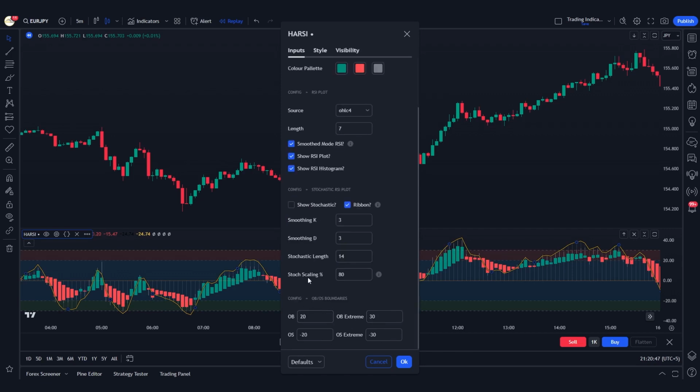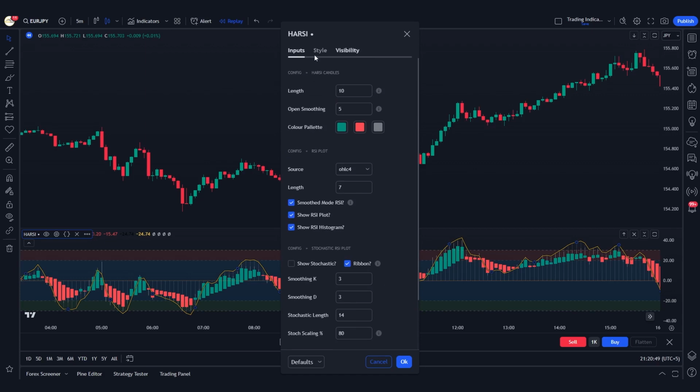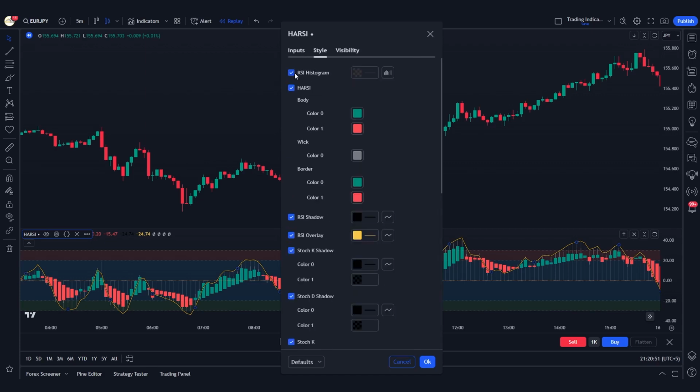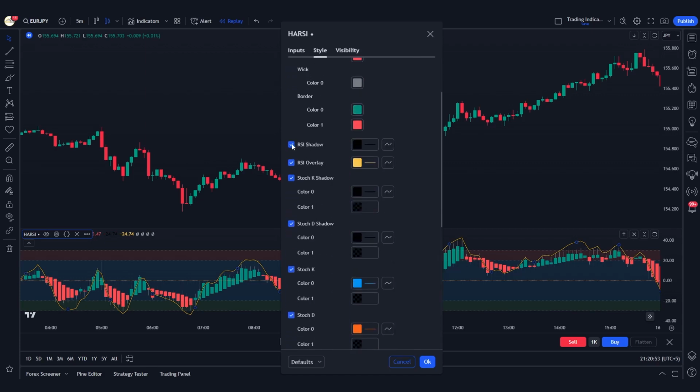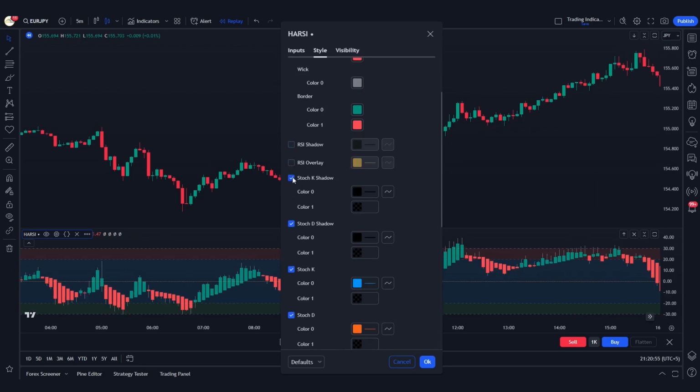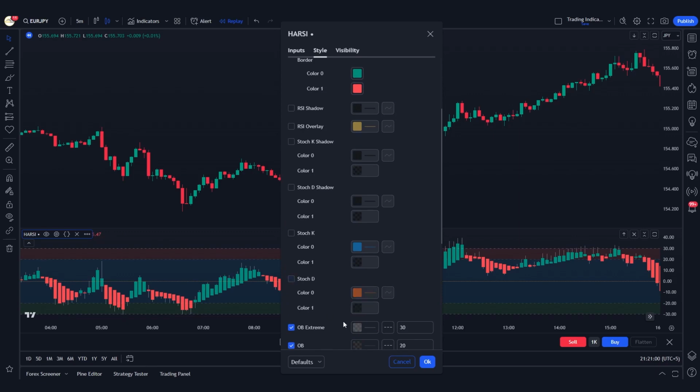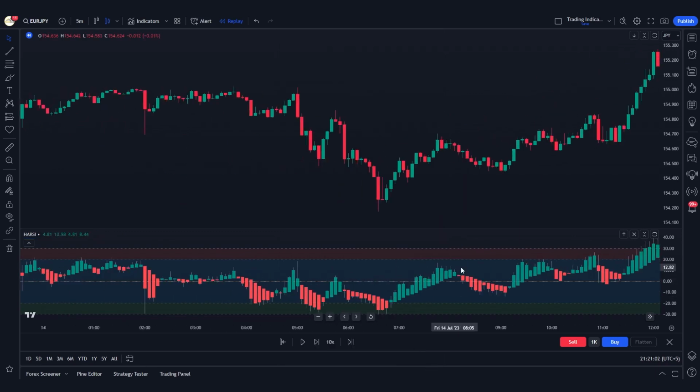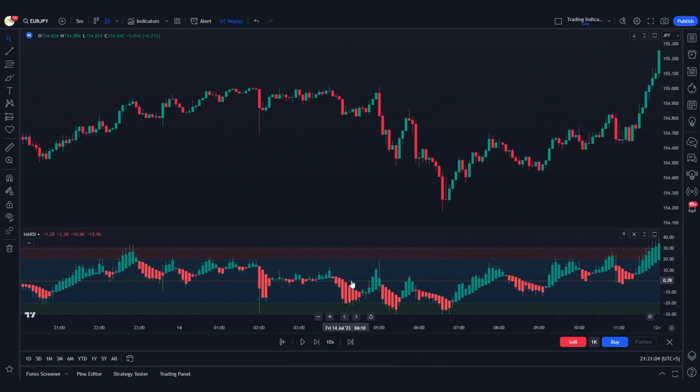But for our case, we're going to keep these settings the same, and we're going to go to the styles tab, and here we're going to uncheck the RSI and everything related to RSI shadow, RSI overlay, and stochastic indicator, and we're going to remove everything from here. And now we're going to hit OK, and here we can see that now we have much clearer RSI candles in the form of Heiken Ashi.